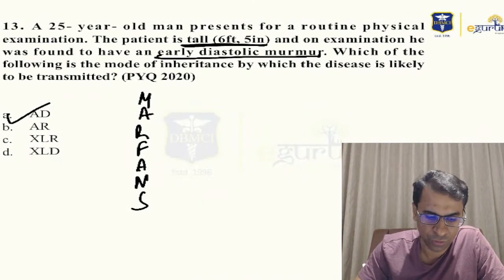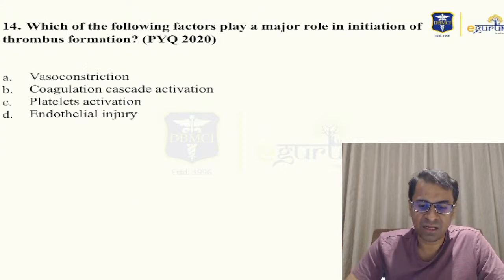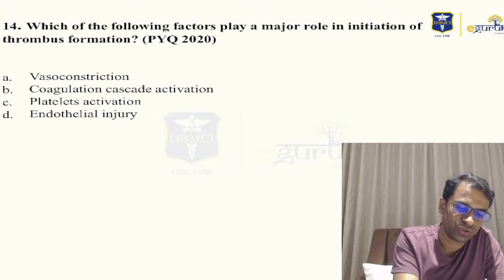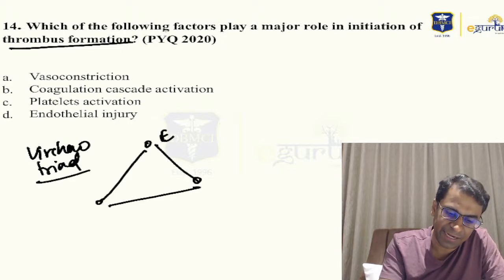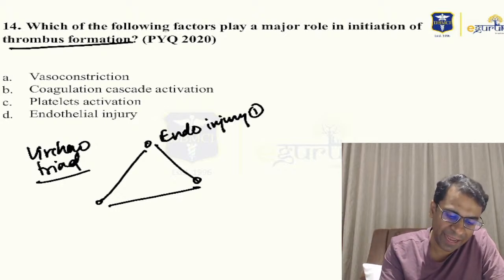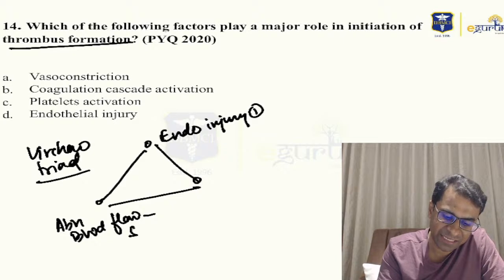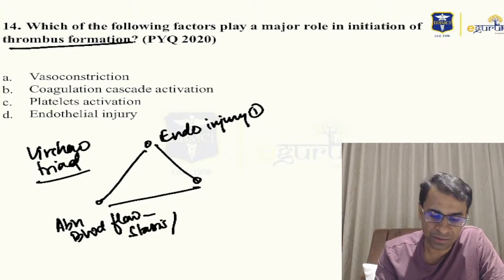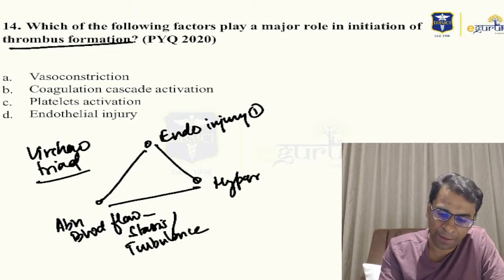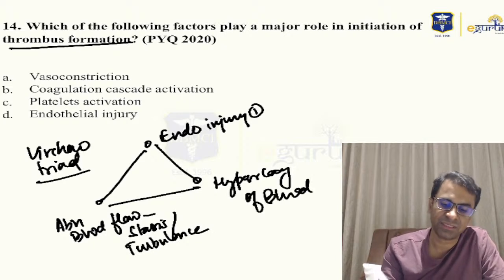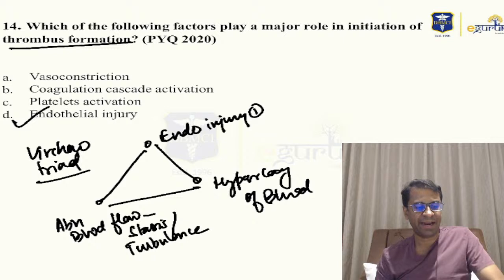Moving ahead: the following plays a major role in the initiation of thrombus formation. So thrombus formation involves what? It is Virchow's triad. What is Virchow's triad? It is three things. One, endothelial injury. Remember, this is the first response. Secondly, abnormal blood flow. Remember, abnormal blood flow can indicate stasis, turbulence, anything. And the third is hypercoagulability of blood. Three things, and the first is therefore endothelial injury.